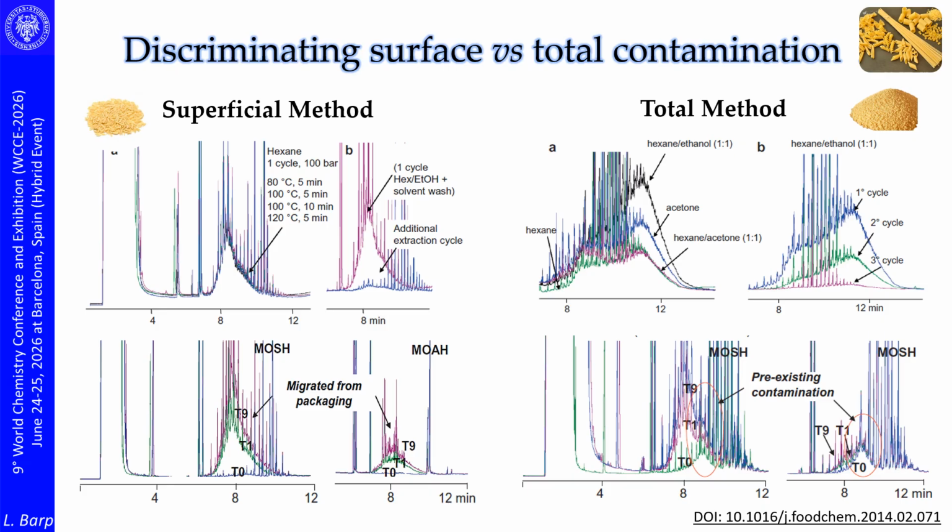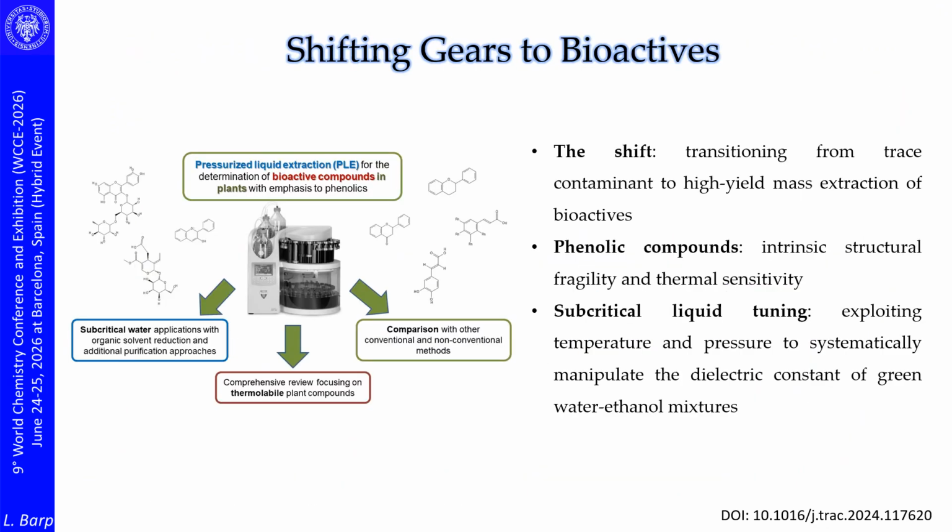By implementing first the superficial method and subsequently the total method on the matrix, we can generate highly complementary data, allowing to cross-reference the exact contamination fingerprint, effectively discriminating packaging-related migration from core-embedded background pollution.